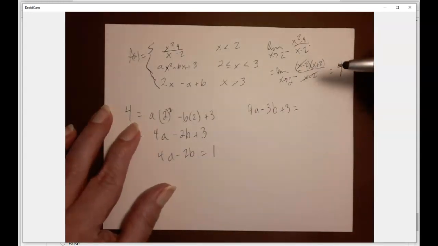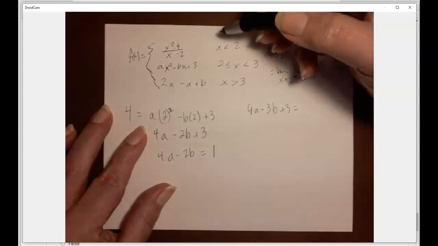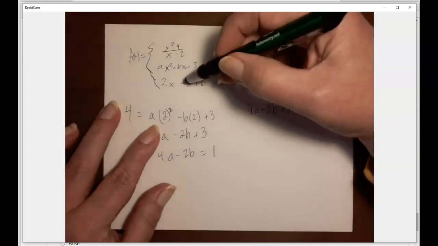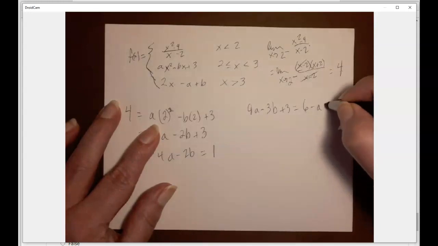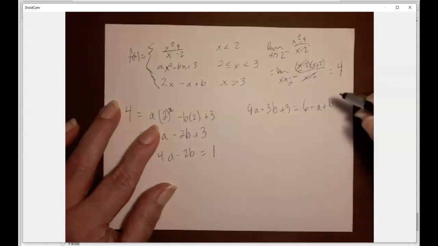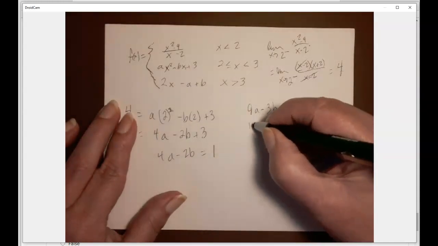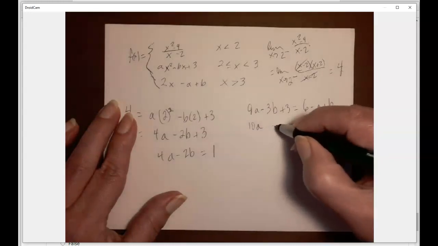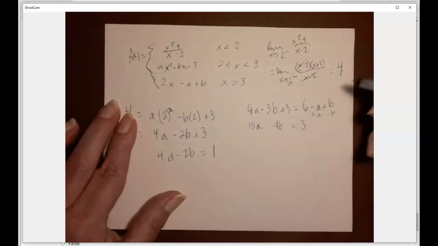So intersecting is another way of thinking about it. At 3, if I was going to draw the whole thing. So if I put 3 in here, I get 6 minus a plus b. Moving stuff around, I want the a's and b's on this side. So if I add a, I get 10a. And I'm subtracting b, minus 4b. And I'm subtracting 3 there, is equal to 3.